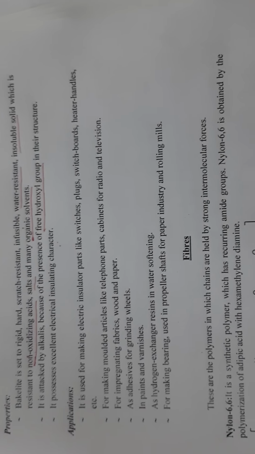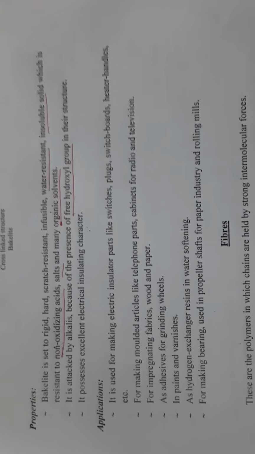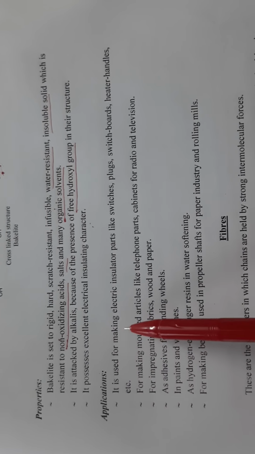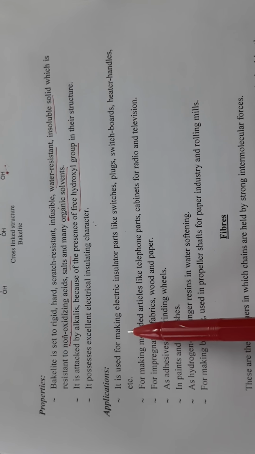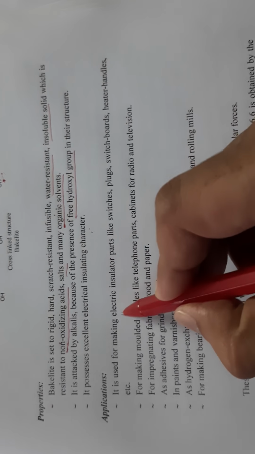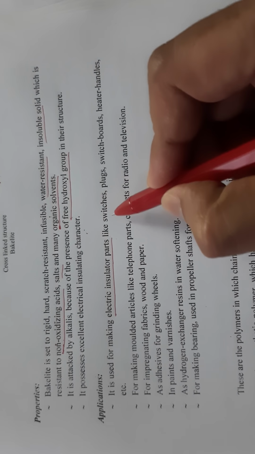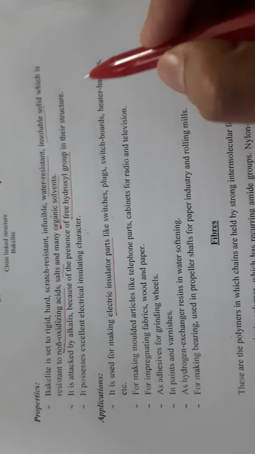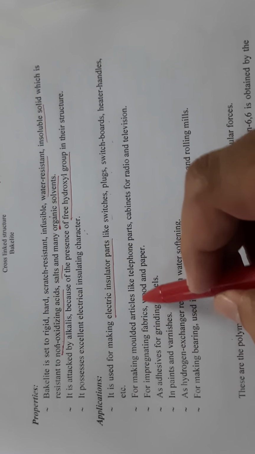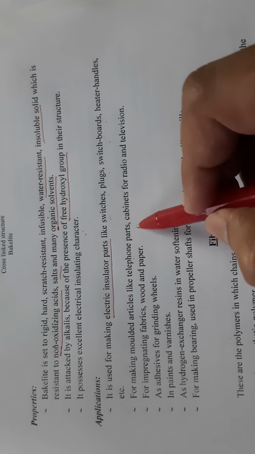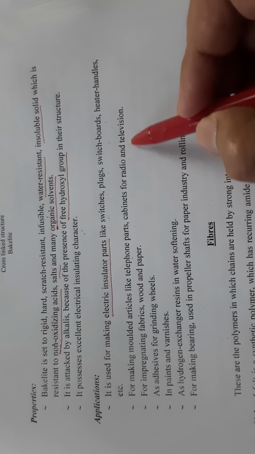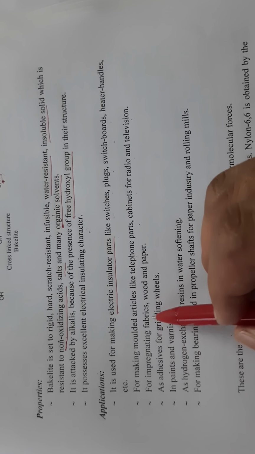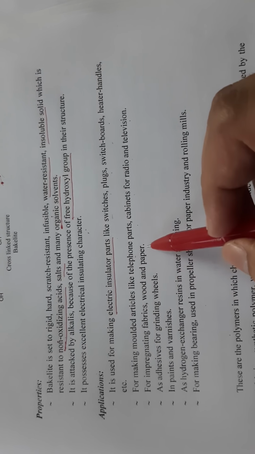And in applications, you see, they clearly mention that thermosettings, particularly Bakelite, are used for making electric insulator parts like switches, plugs, switchboards, heater handles, etc. And for making molded articles like telephone parts, cabinets for radio and television, and for impregnating fabrics, wood, and paper.